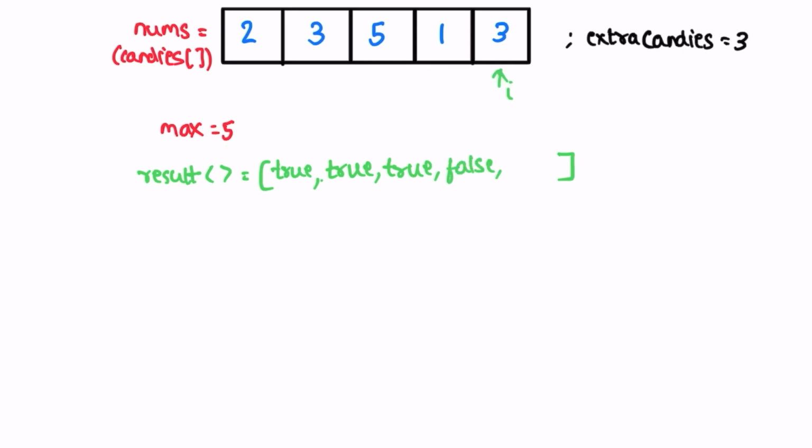And now increment i. Now the current element is 3. Extra candies is 3, which makes 6. Check if 6 is greater than or equal to 5. Yes, so assign true to that kid. And now increment i, and we reach the end of the candies array. So we end our iteration, and whatever is present inside the result list will be returned as the output. So this is our output, which is matching the expected output. Now let's implement these steps in a Java program.